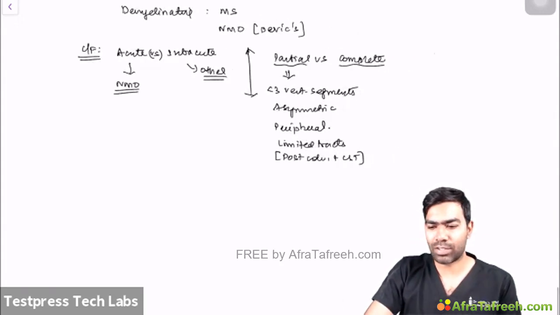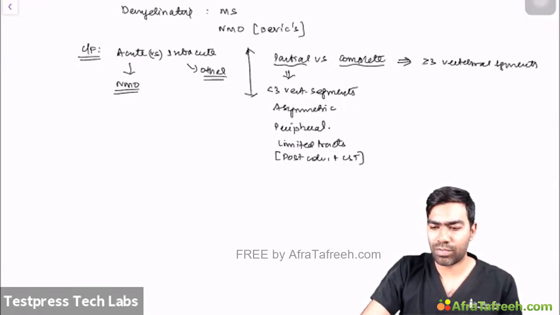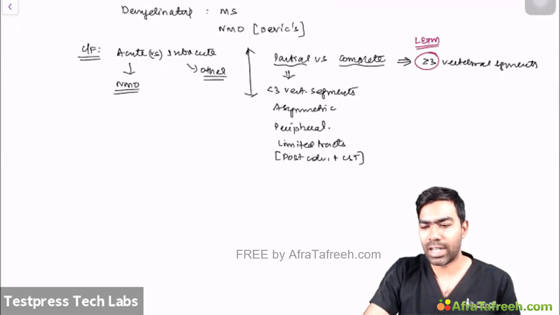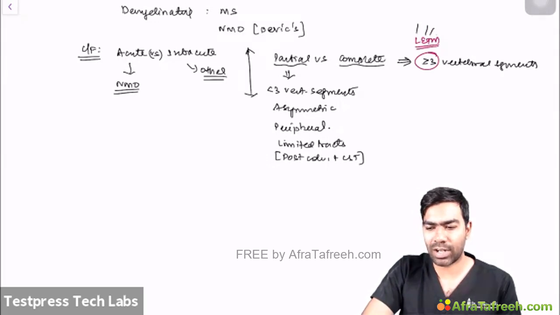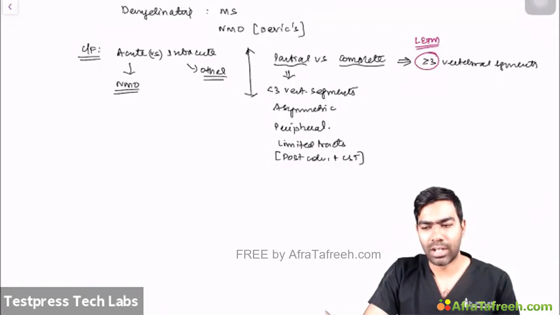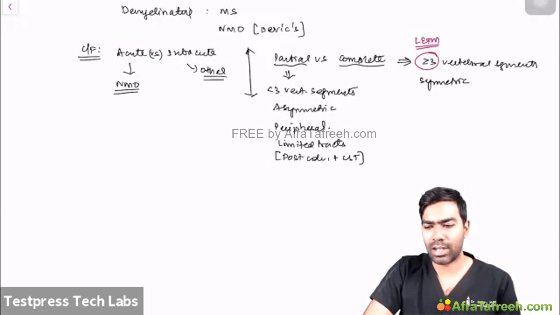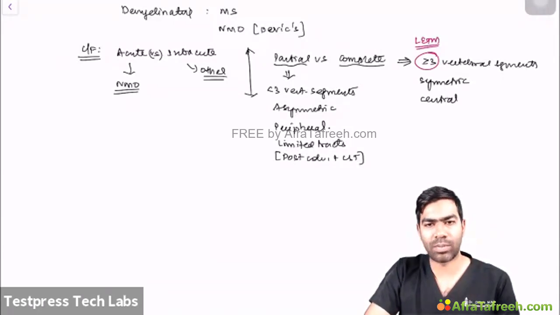Whereas in complete transverse myelitis, you will have 3 or more vertebral segments involved. Whenever 3 and above vertebral segments are involved, that is also referred to as LETM. So what is LETM? That is called longitudinal extensive transverse myelitis. LETM means longitudinal extensive transverse myelitis, complete transverse myelitis. More often it will be more symmetric in nature, and it will behave more like a central cord syndrome. It will be central, and they will have reduced motor, sensory, and sphincter function.